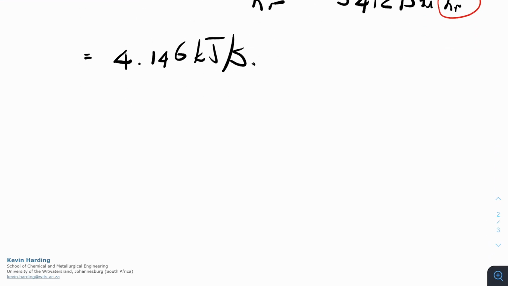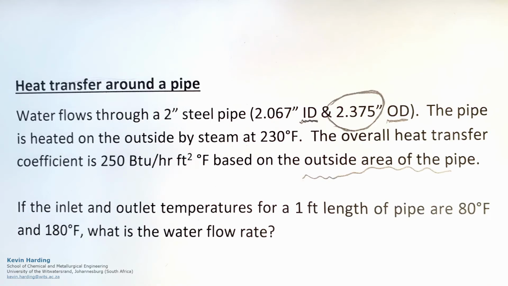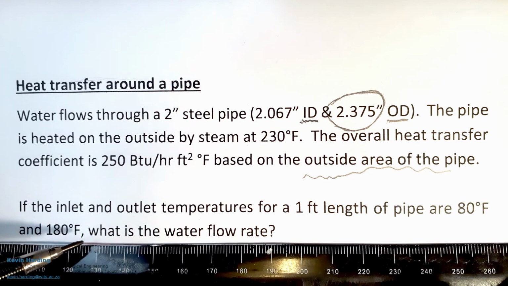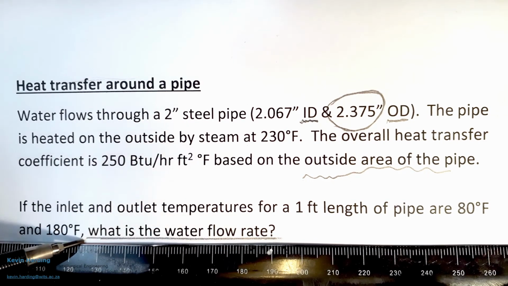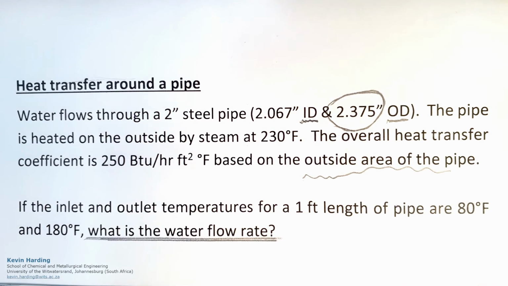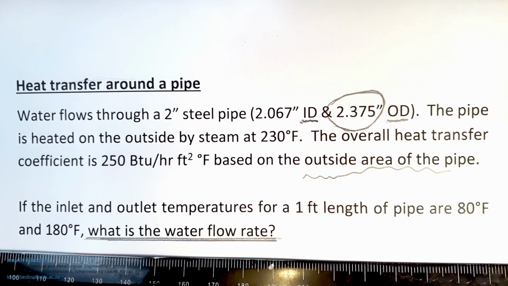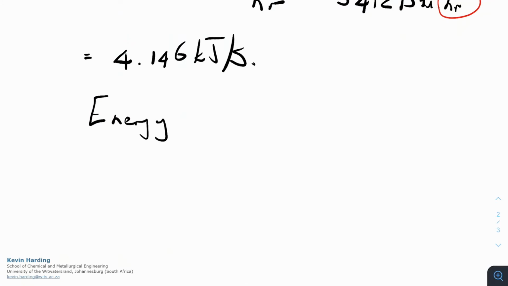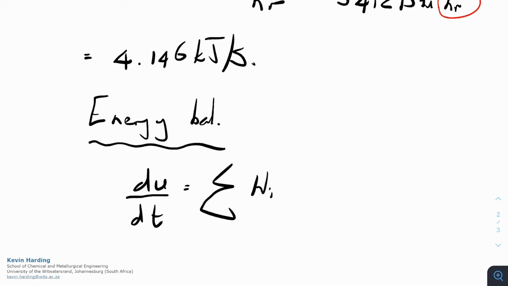Okay, the next step. If we just quickly go back to the question, it actually asked us, what is the flow rate of the water? So we actually don't want to know what is the energy, we want to know what is the flow rate of this system. To get that, what we are actually going to now look at is an energy balance. Very quickly, the energy balance that we are going to need, we have dU/dt, with the sum of the H terms, I'm not going to worry about the kinetic and potential energy, plus Q plus W.